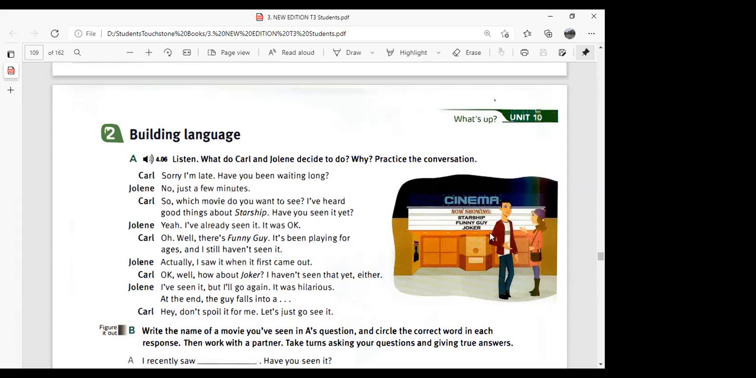Anyone, not just Felix, anybody. What do you think they are doing here? They are talking. What do you think they are talking about? Movies. Yeah, they are talking about movies. They are trying to see what movie, well, they are discussing, right? About what movie they choose. So the conversation is between Carl and Jolene, right? You're going to try to check what they decide to do and why. Okay, please pay attention.